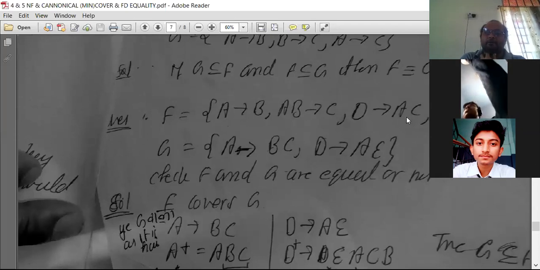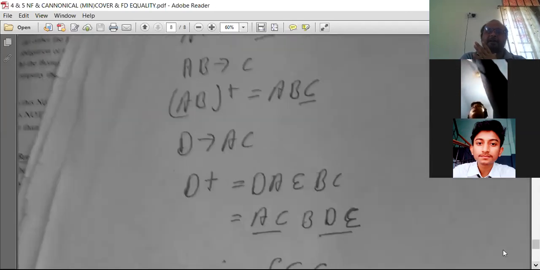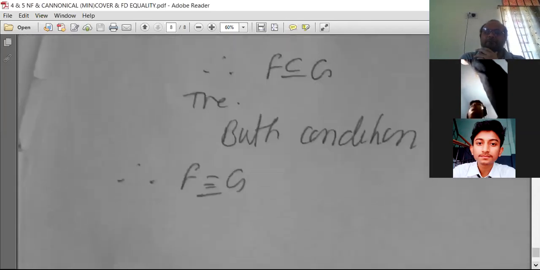And if in all the closures I'm getting whatever is on the right side, that means it is covering. G is covering F. If both are covering each other, that means F is equal to G. In a similar way, I found the AB closure, and I'm getting AB tends to C, and I got C in it. Okay? And for D tends to AC, I found the closure, and I'm getting whatever is on the right side, AC. So I can say that both of these are equal.